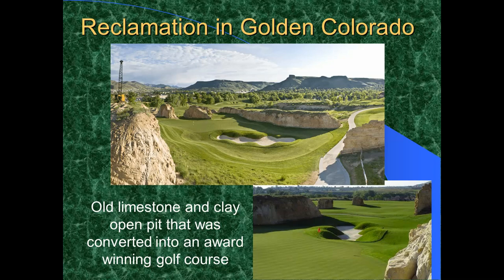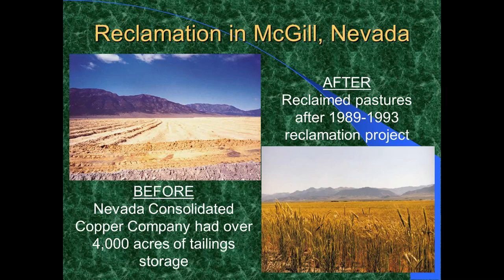So a creative way. And I thought I'd share an example with you a little closer to home. This is a reclamation project in McGill, Nevada, up in northern Nevada. Here's the before picture. The Nevada Consolidated Copper Company had about 4,000 acres of tailing storage. I know this might look like soil to you. Those are tailings. That's solid waste. They came in, and it took about 4 years to complete the project, but they turned it into a prairie, into a grassland. Once again, you look at the after picture and you couldn't tell that there was a mine there to begin with. That's the purpose of reclamation, ladies and gentlemen.